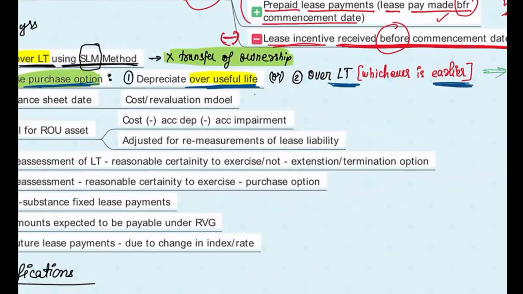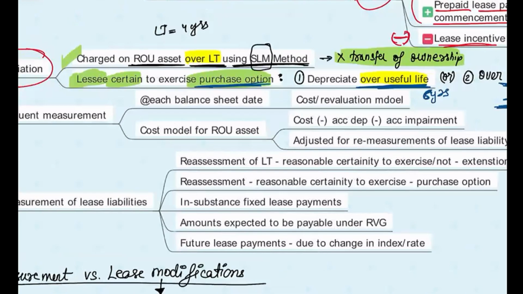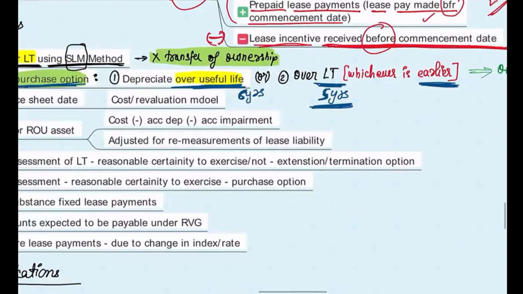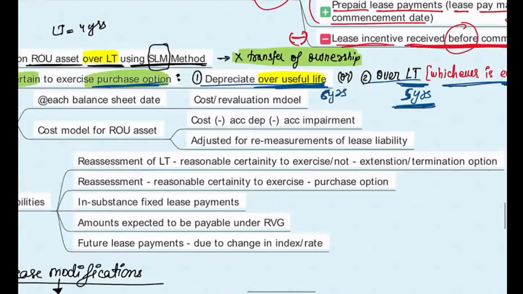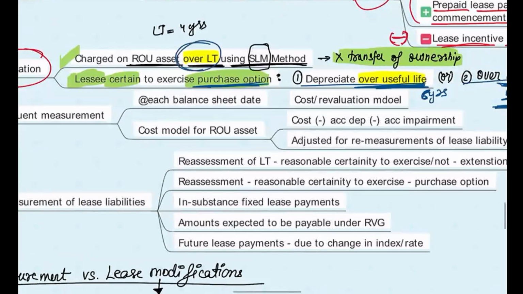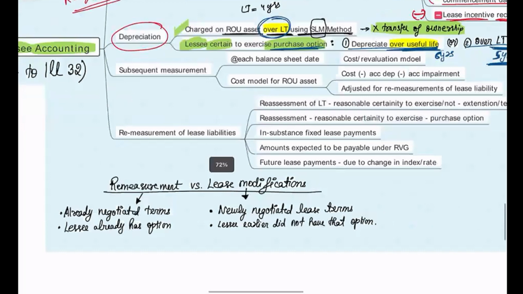So if the useful life is 6 years and the lease term is 5 years, whichever is earlier, you will depreciate it for 5 years. So if the lessee is certain to exercise the purchase option, depreciate over useful life or over lease term, whichever is earlier. In this case, the ownership is transferred. But when ownership is not transferred, depreciate it over the lease term. Okay, I hope you understood this.